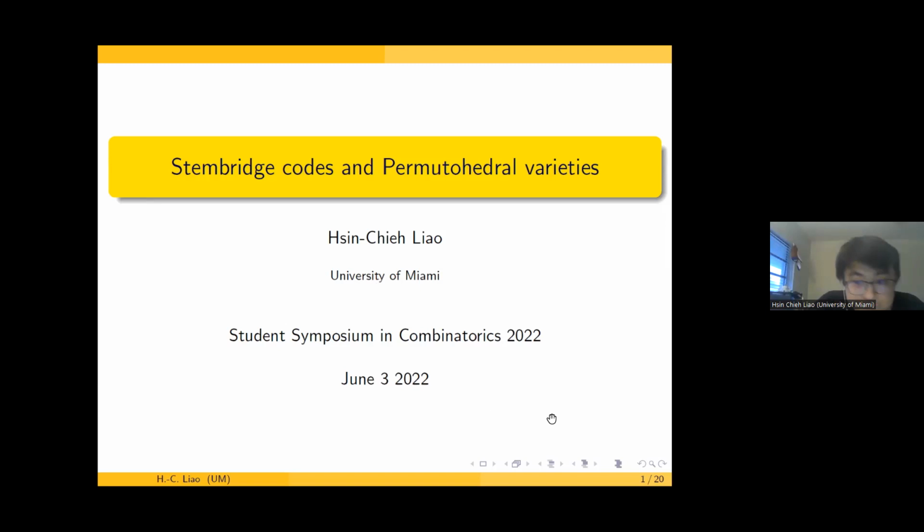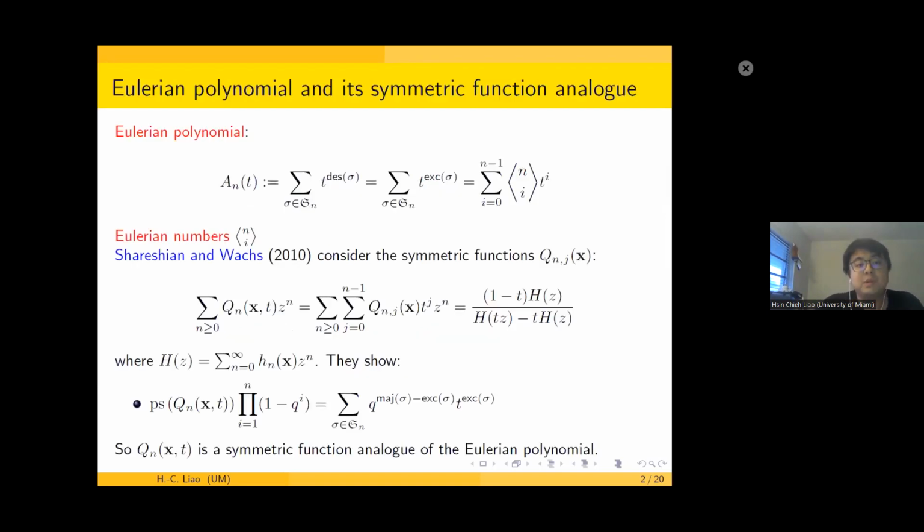Okay, yep. Thanks for having me here, giving me an opportunity to talk about my research. As you can see, I changed my title a little bit, so it's different from the program book. Today I will talk about Stembridge codes and permutahedral varieties. First, we'll start with the Eulerian polynomial.